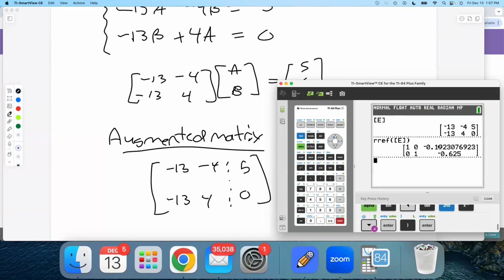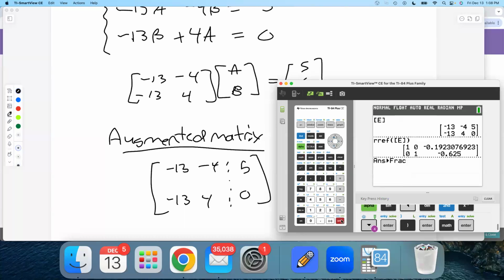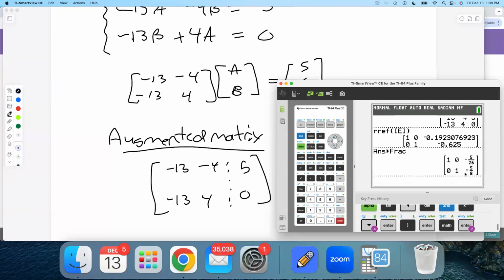There are my 2 solutions. That's A, because we had A on top. That's B. Now, I don't know if you know this about your calculator. No matter what answer it spits out, if that is a rational number, you can have your calculator convert that back into fraction form. So now I can just hit the math button and just number 1, I just hit enter twice. Into fraction, it'll spit that out as a fraction.